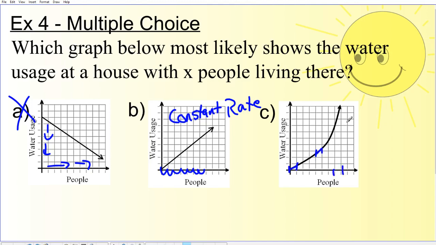Now if you compare this person over here, look how much water that person used. That person used a ton of water. Do you think it makes sense that each person you add uses a lot more water than the person before them? Or do you think each person should use about the same amount of water? I would say this one. So that's what I would say, letter B is probably more correct, and my reasoning is that each person probably uses the same amount of water, so that's a constant rate.